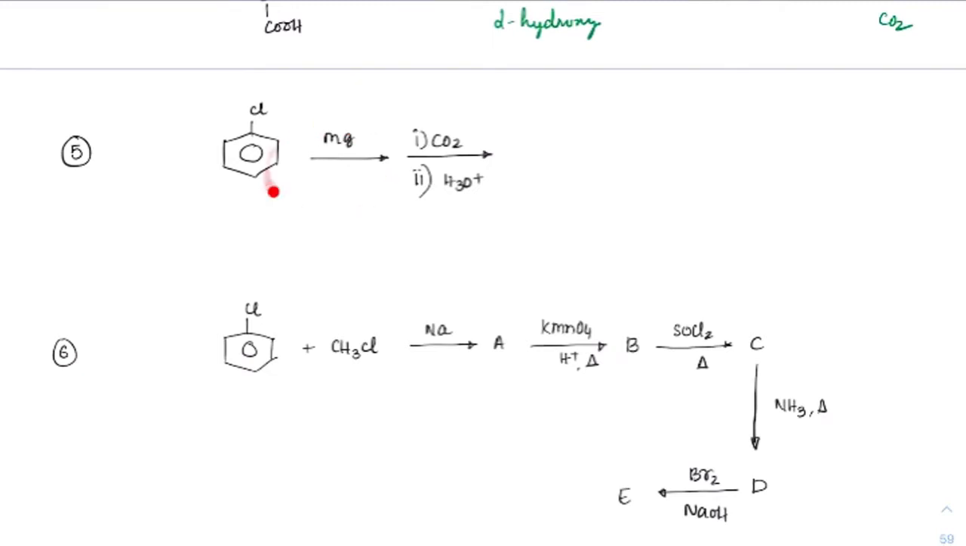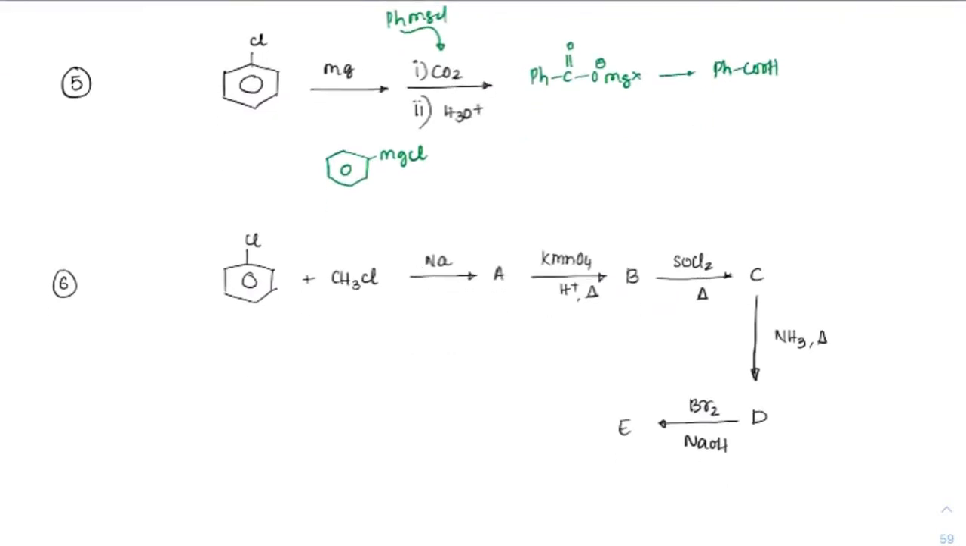See, this is more of a Grignard's and carboxylic acid reactions, right? So first we will have PhMgCl formation, Grignard's reagent. Then this PhMgCl will attack carbon dioxide to form Ph-C(=O)-O⁻ MgX, which on hydrolysis will give benzoic acid. I think all of you know that.